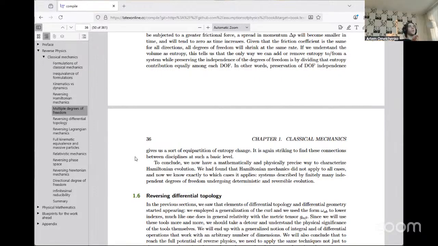To conclude, we now have a mathematically and physically precise way to characterize Hamiltonian evolution. We had found that Hamiltonian mechanics did not apply to all cases, and now we know exactly to which cases it applies: systems described by finitely many independent degrees of freedom undergoing deterministic and reversible evolution. And this is a perfect way to stop and see if there are questions.